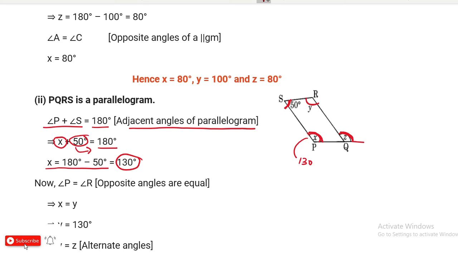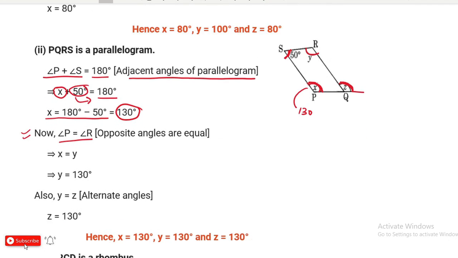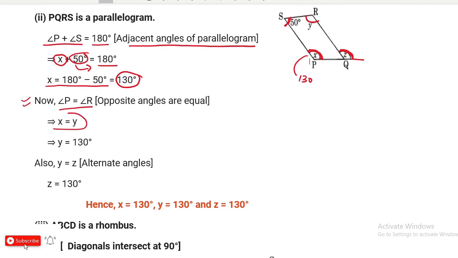130. Now angle P is equal to angle R. Why? Because the opposite angles of a parallelogram are equal to each other. That's why we can write angle X is equal to Y. Then Y is also equal to 130. Why? Because the value of X is 130. Now, same as also, Y is equal to Z. Why? Because it is the alternate angle.